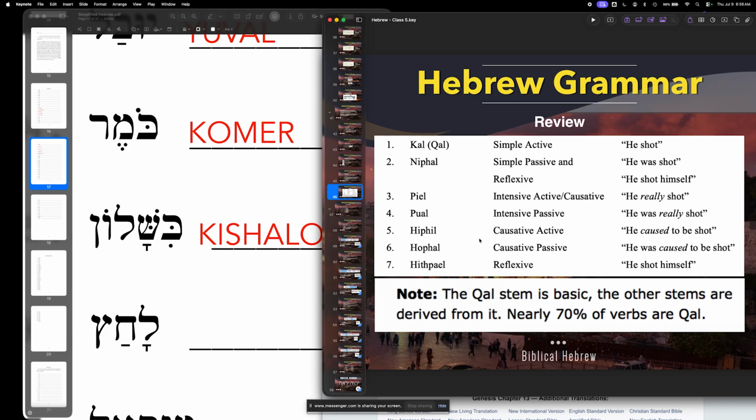You also have the intensive passive. That's the pual. You were really shot. Someone unloaded a clip of a gun into you. That's not healthy. You're going to see Jesus. But that's the pual, intensive passive. So you have active kal, intensive active piel. You have regular passive nifal, intensive passive pual.